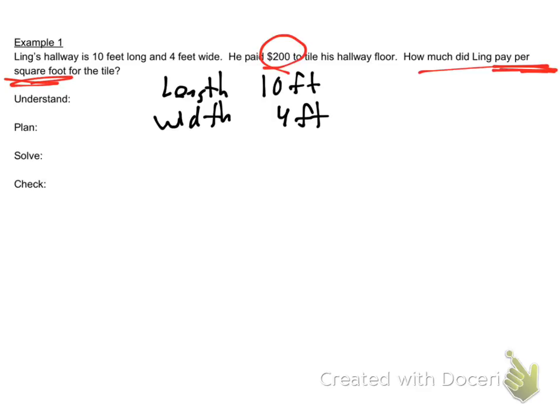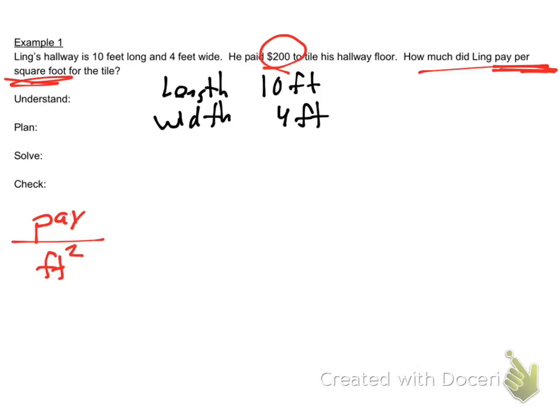Now here's the thing. It gives you, in that sentence, what you need to do. Pay per square foot. Think of it that way. Think of it as pay per foot squared, right? Per means what when we're talking in math? What would per mean? Or what would per do for us? For every one, okay.